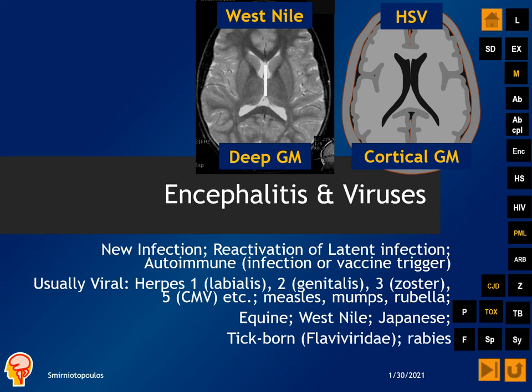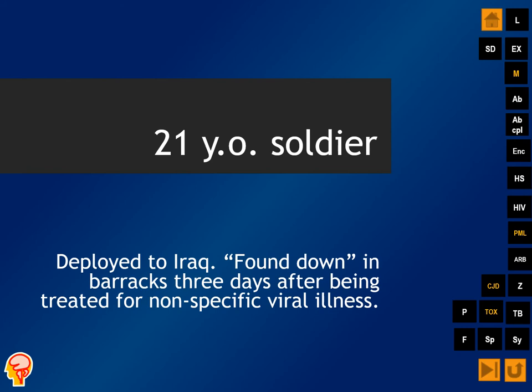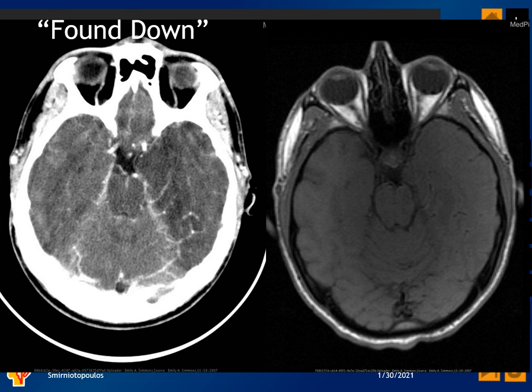These are going to give us enhancement in the gray matter structures and restricted diffusion in the gray matter structures, whether it be the deep gray matter or the superficial or cortical gray matter. That's going to be a sign of having a viral infection. So let's take a case here. A 21-year-old soldier deployed to Iraq, found down in the barracks 3 days after being treated for a nonspecific respiratory viral illness. We can see here a gross disparity from side to side.